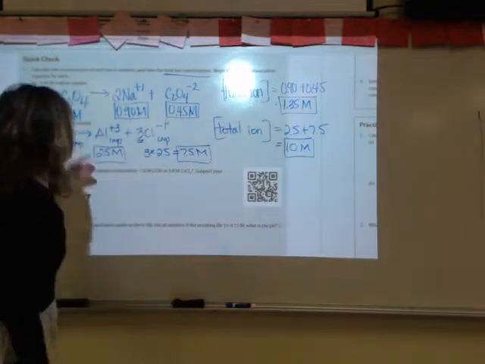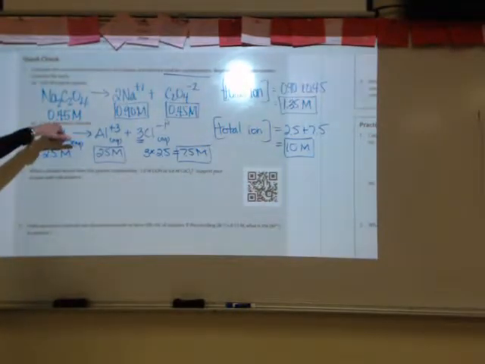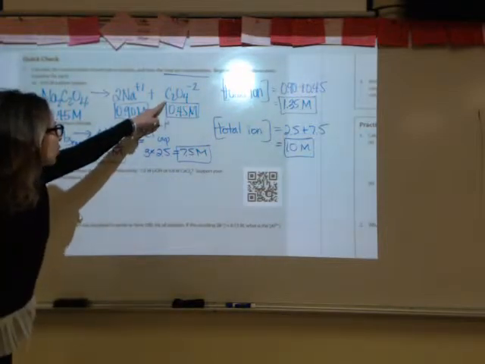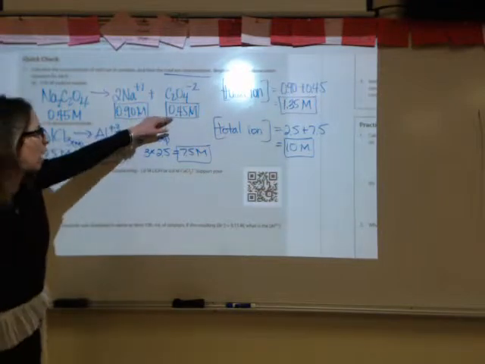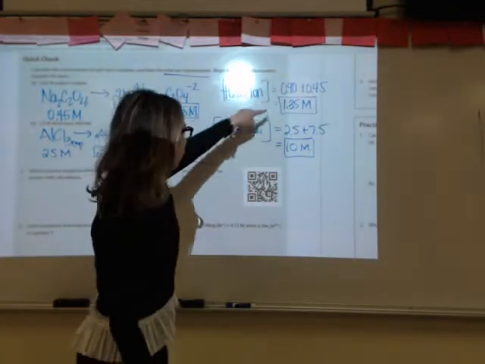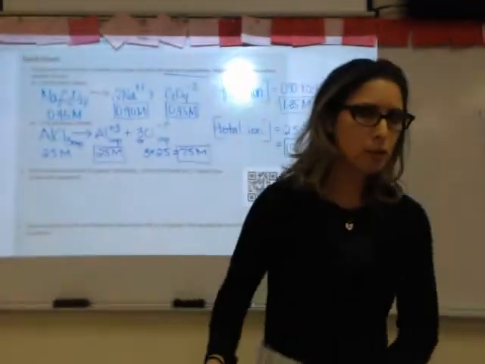Okay, so sodium oxalate, you have 2 sodium ions, so you should have taken 0.45 times 2. You got 0.9. The oxalate ion, since you only have one of them, would be the same concentration as the original solution, 0.45. The total ion concentration is 0.9 plus 0.45. You should have gotten 1.35. Okay, let's turn the page.